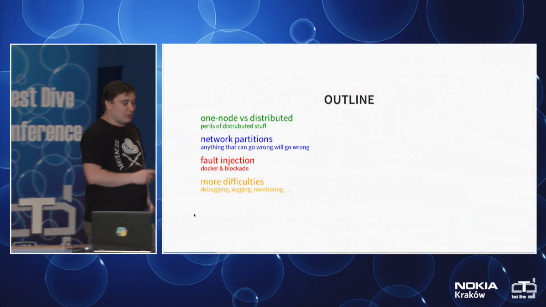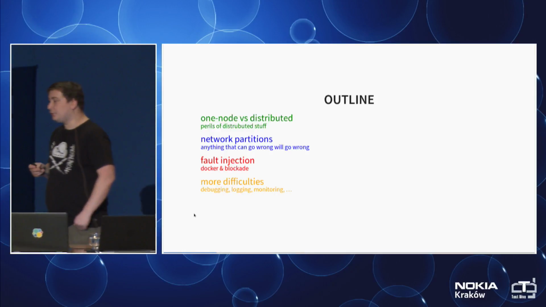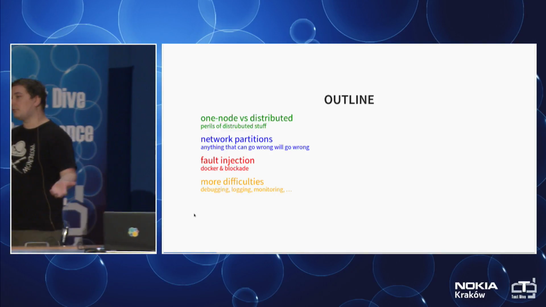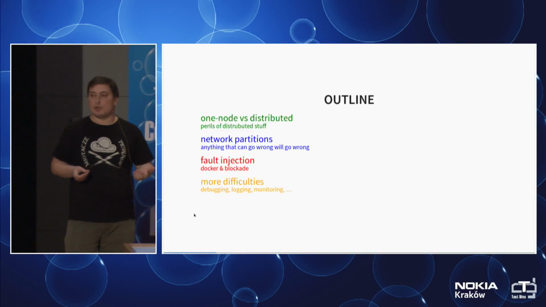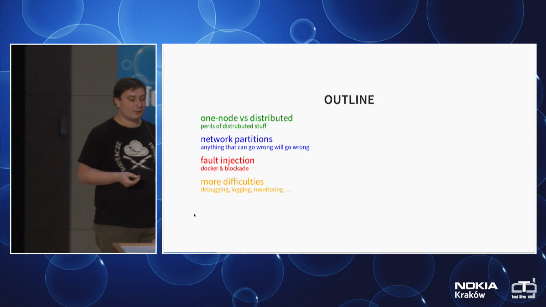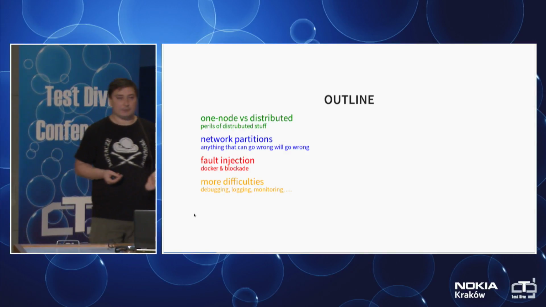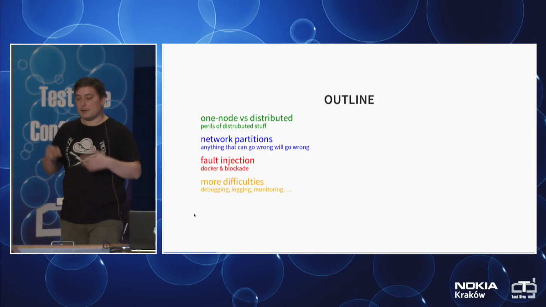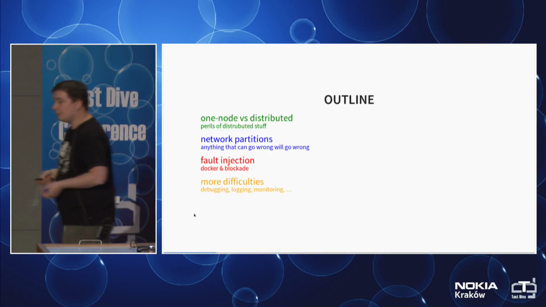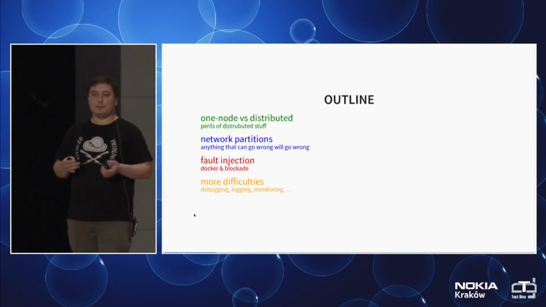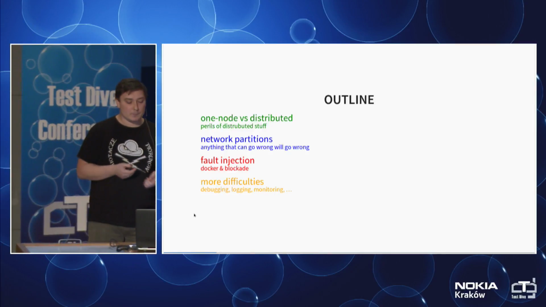Okay, so the plan for this presentation is as follows. I'm going to start with letting you know what is the difference between single-node applications and distributed ones. Then I will move on to network partitions and why network partitions are especially important from a testing perspective. Then we will see how we can inject a fault into a running system. And finally, we will discuss a couple of other difficulties that are apparent when you're dealing with them.